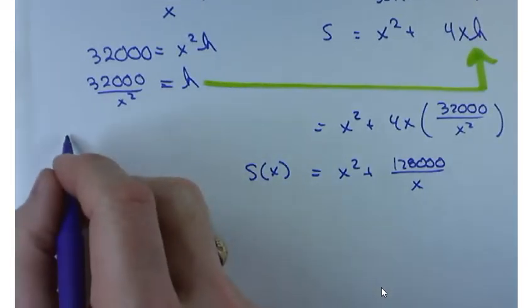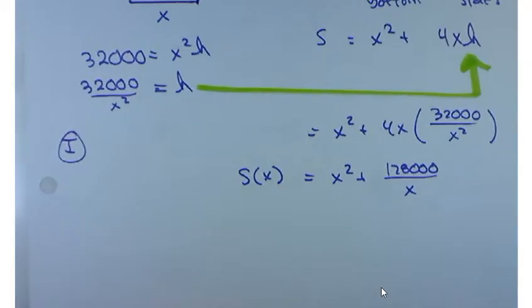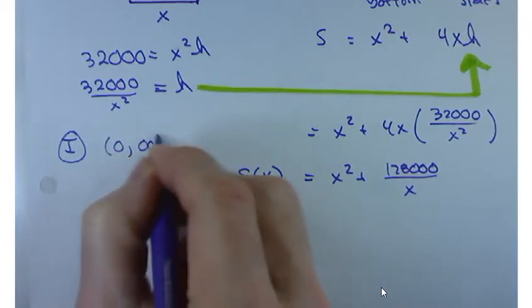Picture, function, what comes next? Interval. Now we got to look at our problem and decide, are there any natural restrictions on x? Can x just be anything? Certainly can't be 0. There's one other restriction I'd put on x. Exactly. So our interval has to be 0 to infinity.